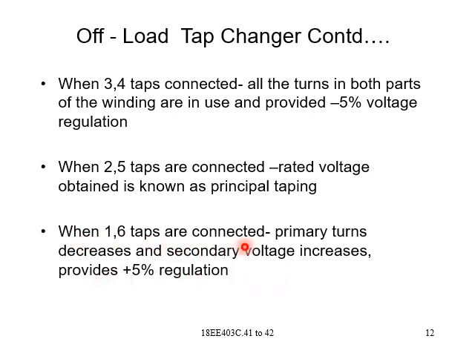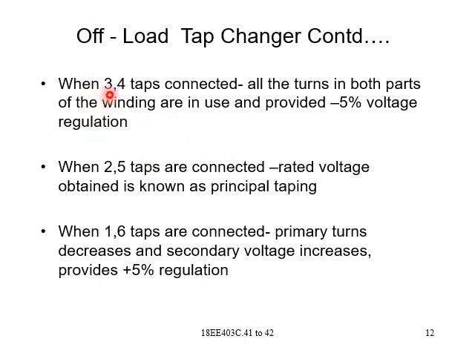When 1 and 6 taps are connected, the primary turns decrease and the secondary voltage increases, and it provides plus 5% regulation.